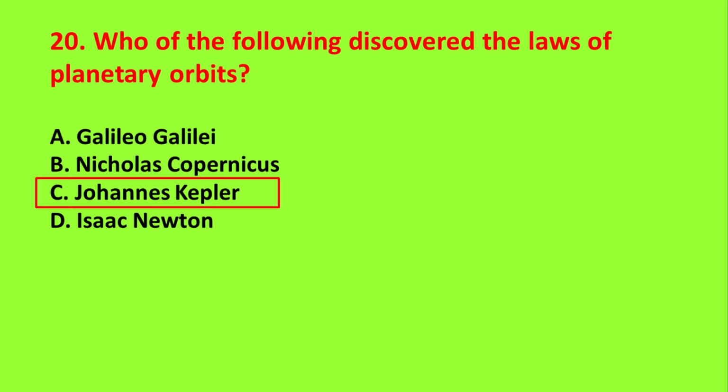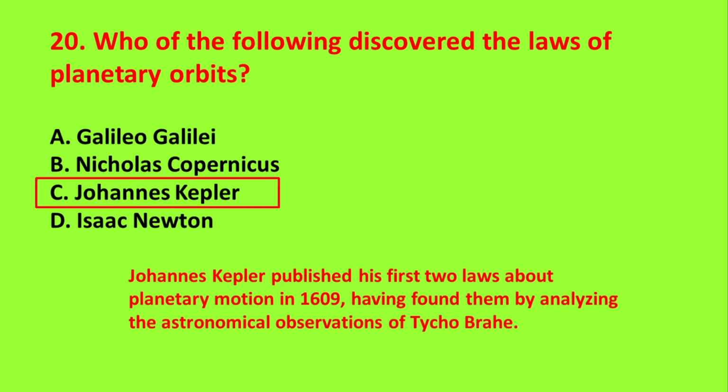The correct option is option C. John Kepler. And for your kind information, John Kepler published his first two laws about planetary motion in 1609, having found them by analyzing the astronomical observations of Tycho Brahe.